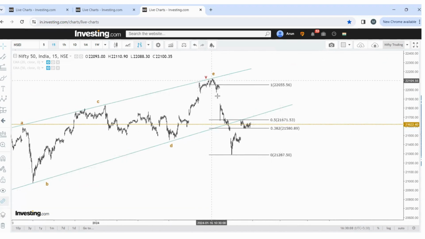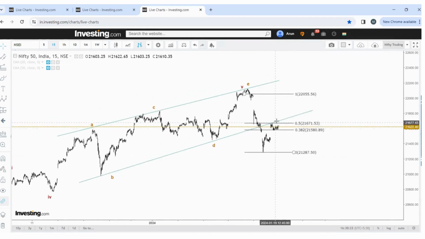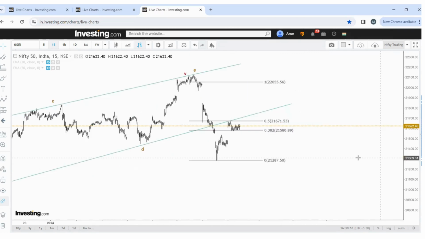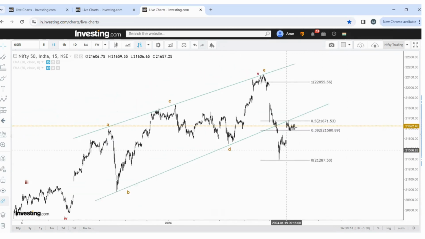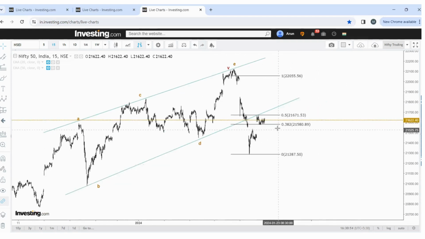Okay, so it can be 1, 2, 3, 4 and 5, and the B wave, and may decline, or it is A wave, B wave and C may proceed. So anyway, we may see a decline if the price rejects from the 21,700 zone. Either decline straight away or it will reject 21,700 levels, and we may see a decline. This is what we need to analyze. So in both situations, we may expect a decline from here.